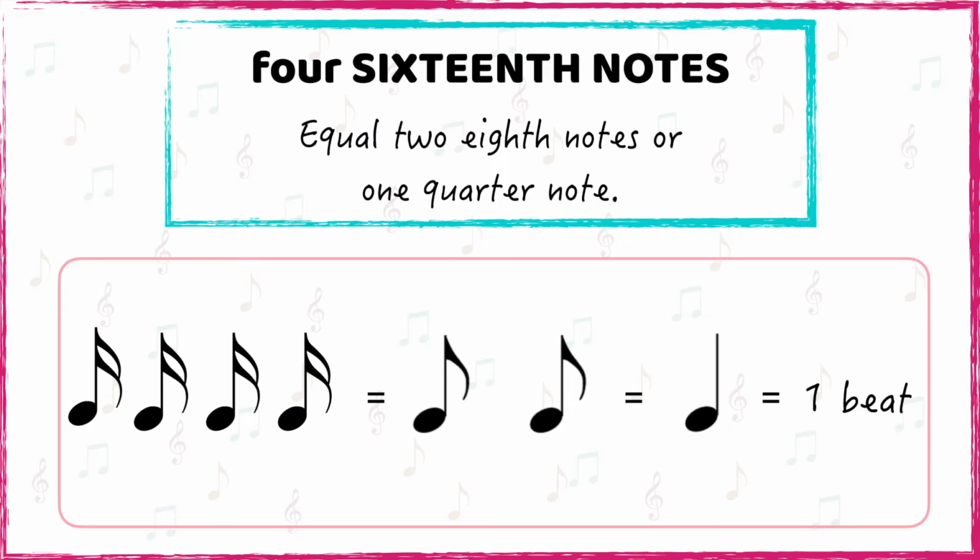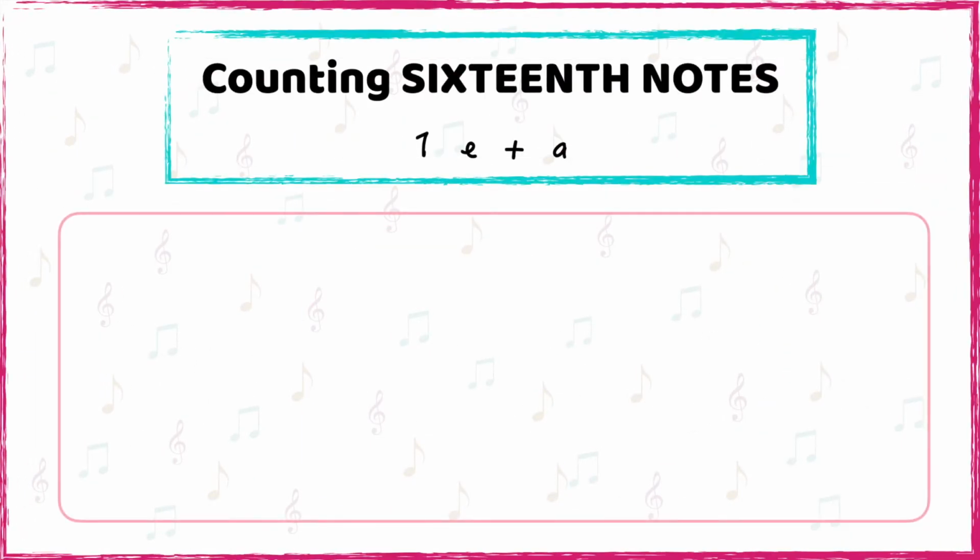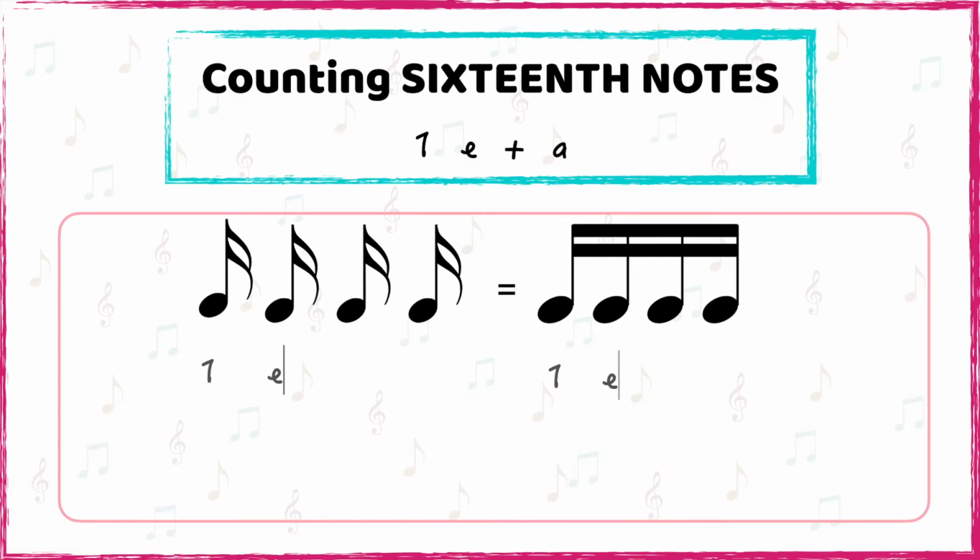Did you notice that each note we played sounded twice as fast as the previous one? When counting 16th notes, we write and count 1 E and a, or 2 E and a, or 3 E and a, and so on, depending on which beat in the measure the 16th note is. Note that although we write a plus, we say and when counting.